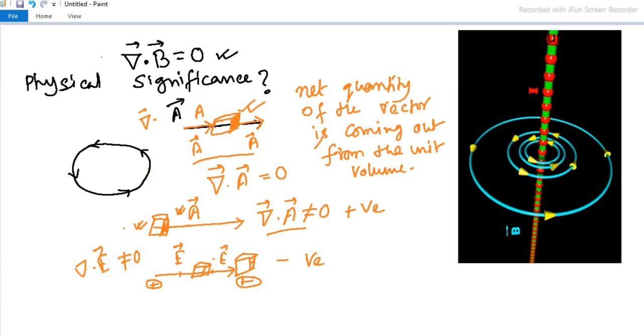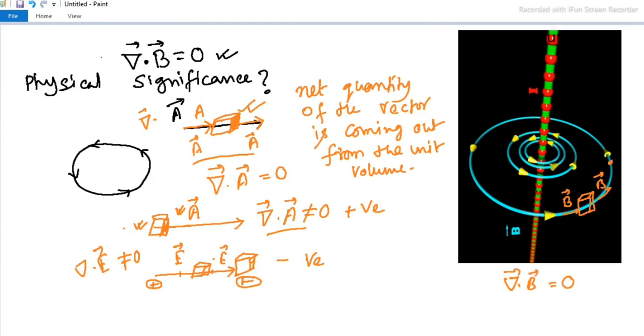But if you consider the divergence of the magnetic field, now here as the magnetic field is forming a circular loop, as I have seen, the magnetic field is basically forming a circular loop. Now here if I am going to consider a unit volume, what I can see is the amount of magnetic field which is entering, this is B. Now the amount of magnetic field which is coming out, that is also B. So what is the divergence of B? The divergence of B will be equal to 0.